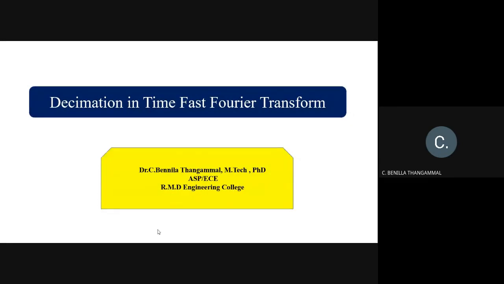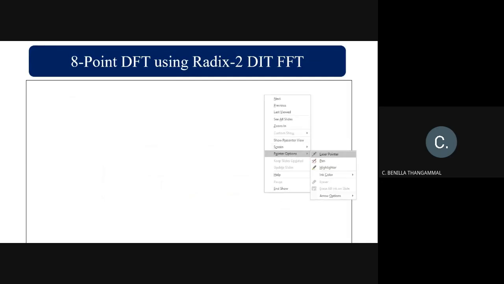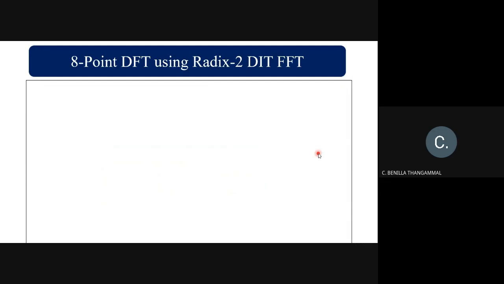Hi students, today we are going to see decimation in time fast Fourier transform, how to do the problems using your DIT FFT algorithm. So, 8-point DFT using radix 2 FFT algorithm. Here in the radix 2 DIT FFT algorithm, we are going to decimate the input sequence with respect to the time domain. So we are saying it is a decimation in time FFT algorithm.